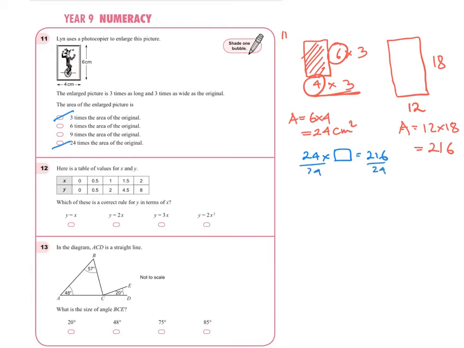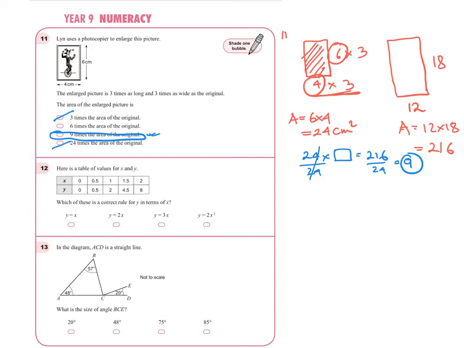So 24, and that should give you the answer. So if you divide this, the answer is going to be 9. Therefore, the area of the enlarged picture is 9 times the area of the original. So this would be the correct answer.